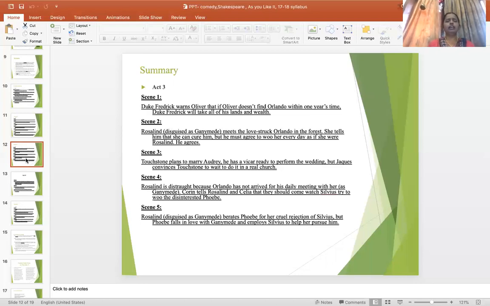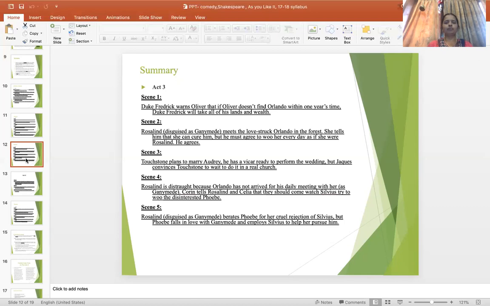Rosalind, disguised as Ganymede, meets the love-struck Orlando in the forest. She tells him that she can cure him, but he must agree to woo her every day as if she were Rosalind. He agrees. In Scene 3, Touchstone plans to marry Audrey. He has a vicar ready to perform the wedding, but Jacques convinces Touchstone to wait to do it in a real church.